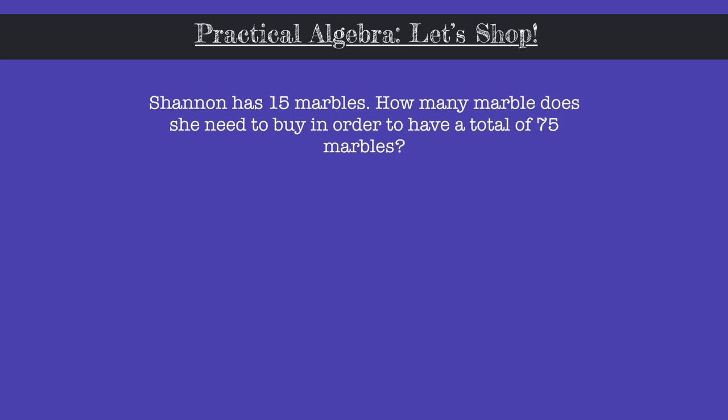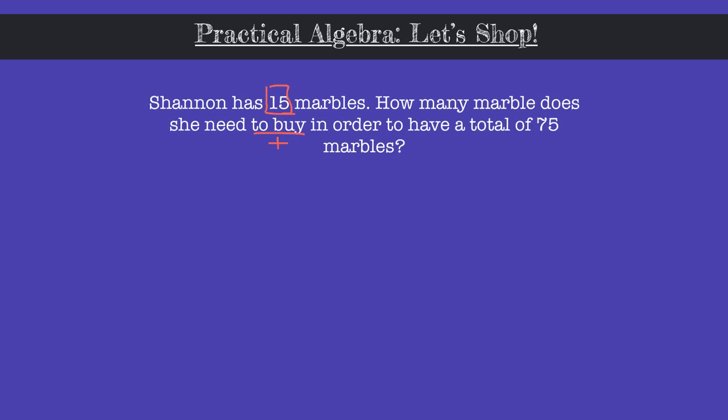The first thing I would do is go through my problem and apply any signs, or circle or underline any important information from the word problem first. So the first thing I know is that Shannon has 15 marbles. How many marbles does she need to buy? When I think of buying something, that means I'm adding to what I already have. So I'm going to use the sign addition.